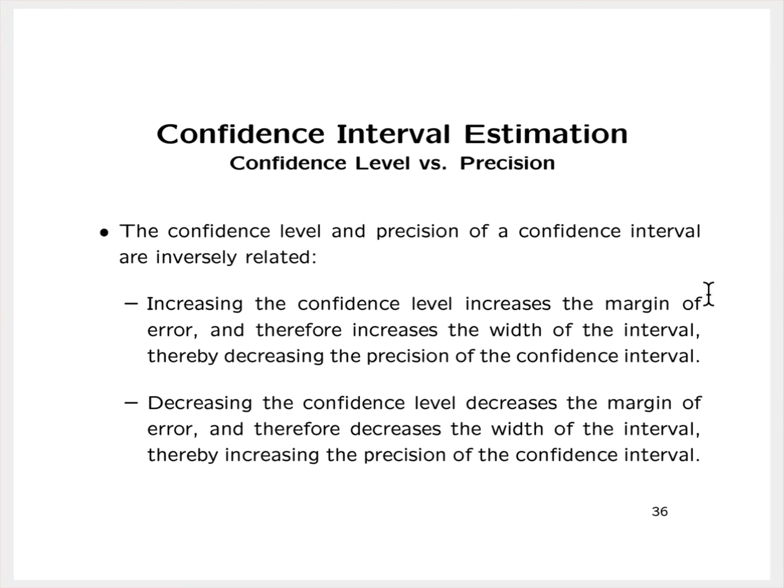Now let's talk about confidence level versus precision. The confidence level and the precision of a confidence interval are inversely related. Specifically, increasing the confidence level increases the margin of error and therefore increases the width of the interval, thereby decreasing the precision of the confidence interval. Decreasing the confidence level decreases the margin of error, which decreases the width of the interval and therefore increases the precision of the confidence interval.